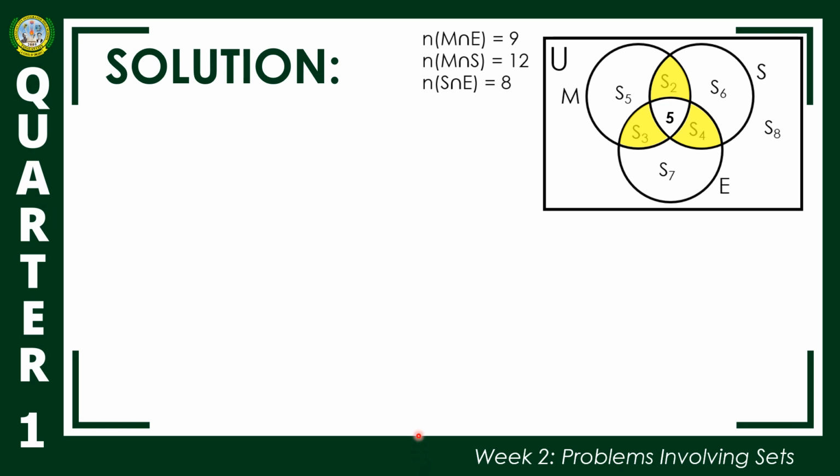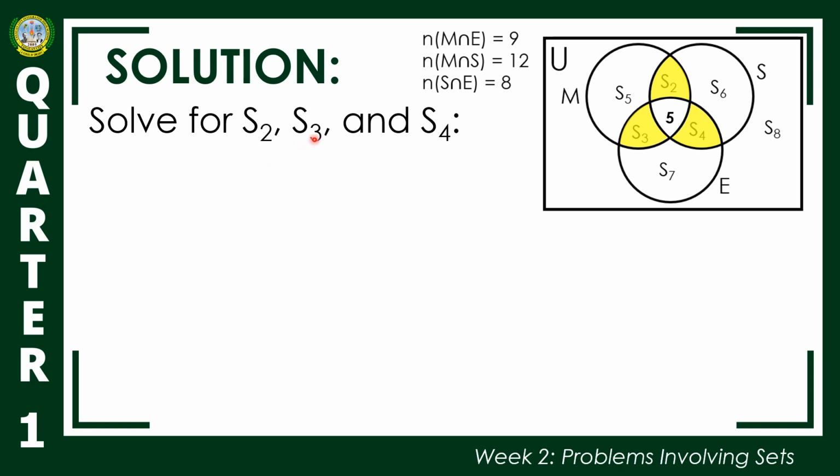At ngayon, isolve naman natin yung mga equations na na-form natin kanina. So, sabi ko nga po, we are going to start with the number of elements in S sub 2, S sub 3, and S sub 4. Kahit ano po ang unahin natin dito kasi pare-parehas naman yung process. So, halimbawa, magsimula tayo sa number of elements ng S sub 2. Para makuha po natin yon, we are going to subtract 5 from the intersection of M and S. So, ang intersection po ng M and S ay ito. Para makuha natin yung number of elements sa S sub 2, we are going to subtract 5.